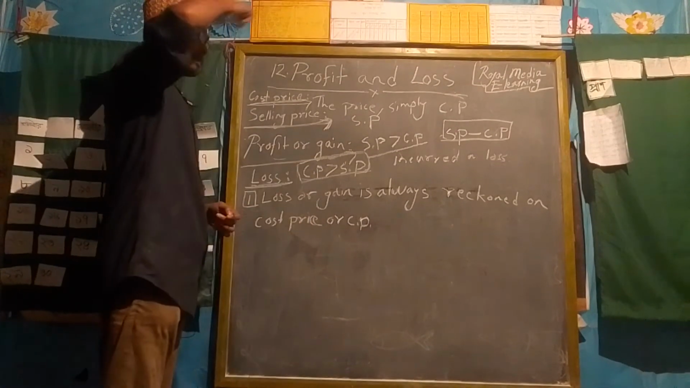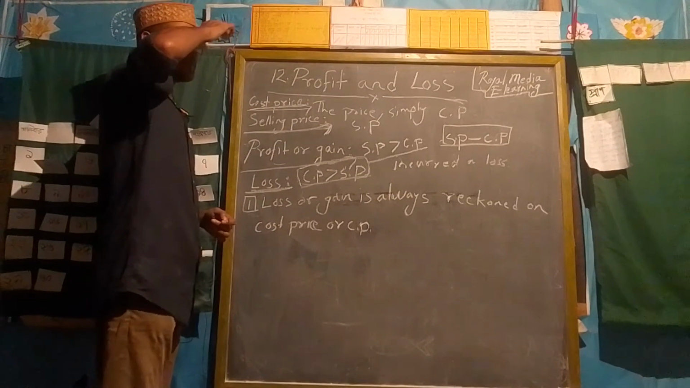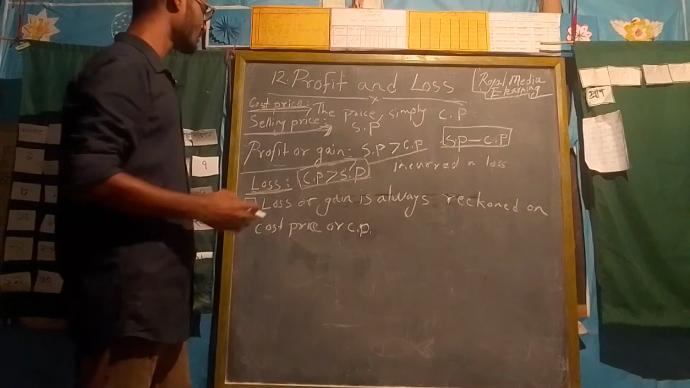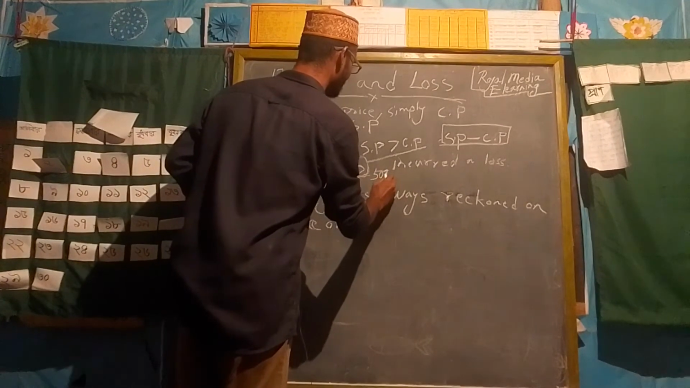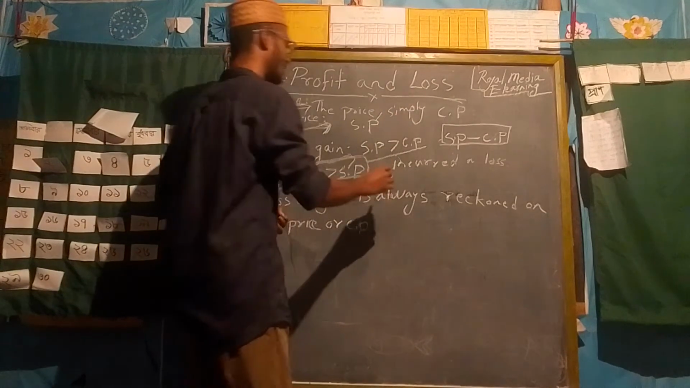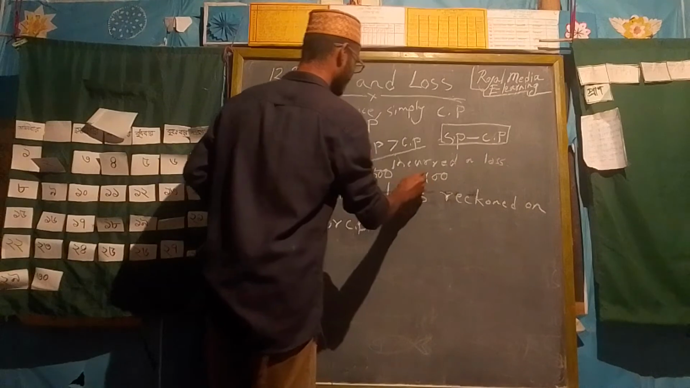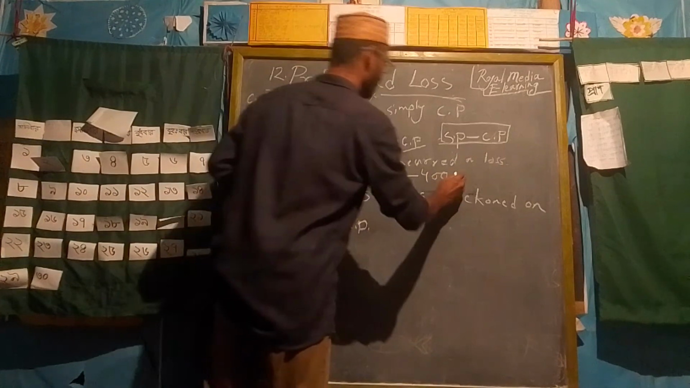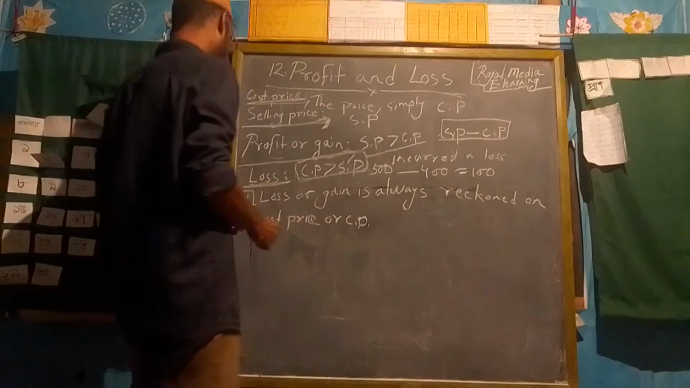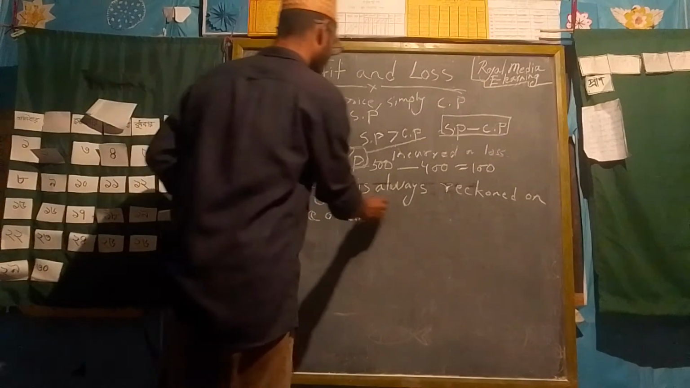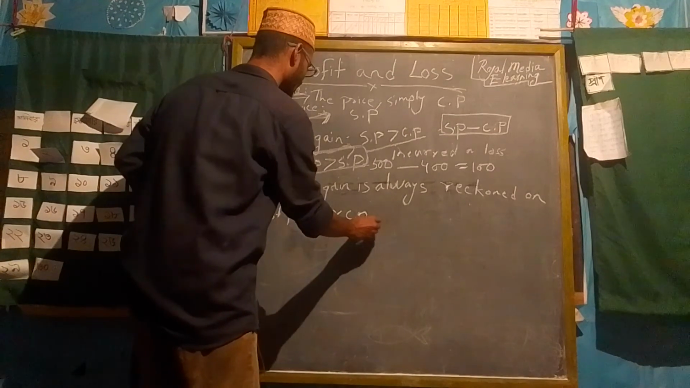Suppose a businessman purchased an umbrella for 500 taka and sells this umbrella for 400, then he must incur a loss of 100 taka. This is the rule. Then, loss or gain is always reckoned on the cost price.